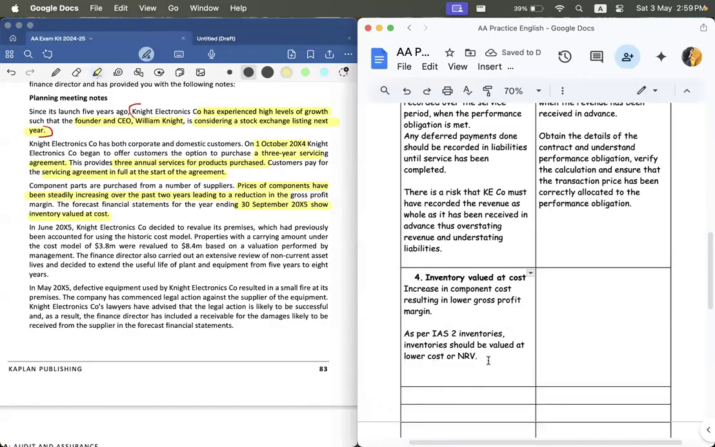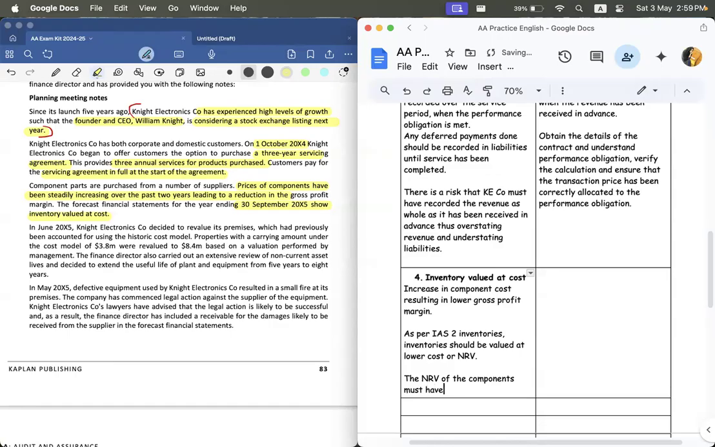So the standard says lower of cost or NRV, but in the question they have clearly mentioned they have valued at cost. The problem is if the gross profit margin is lowering down, that means the product doesn't have that much market value that it used to, right? So the value should be brought down again to its fair value, not the cost. Understood? So we're going to mention that.